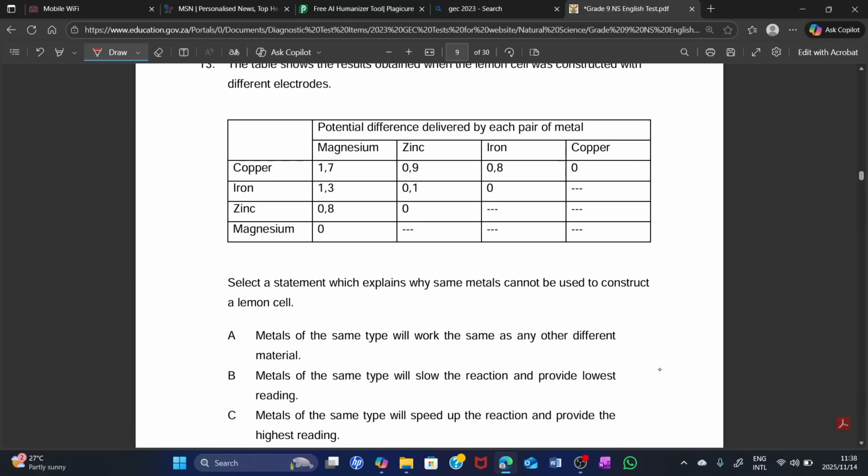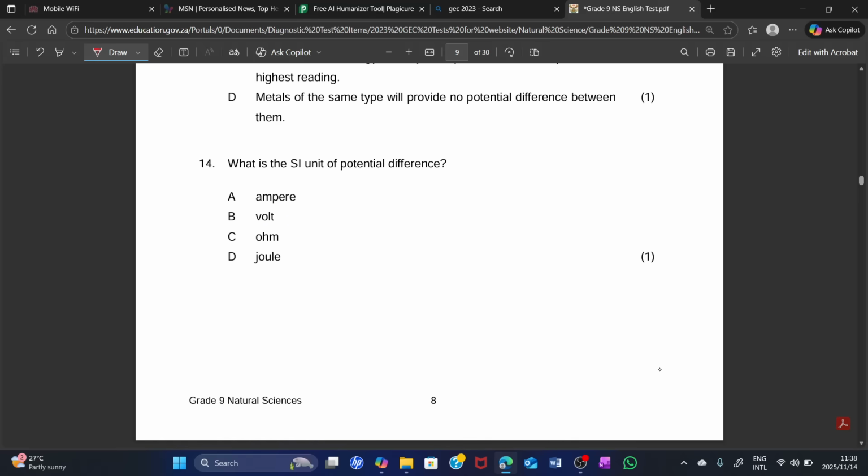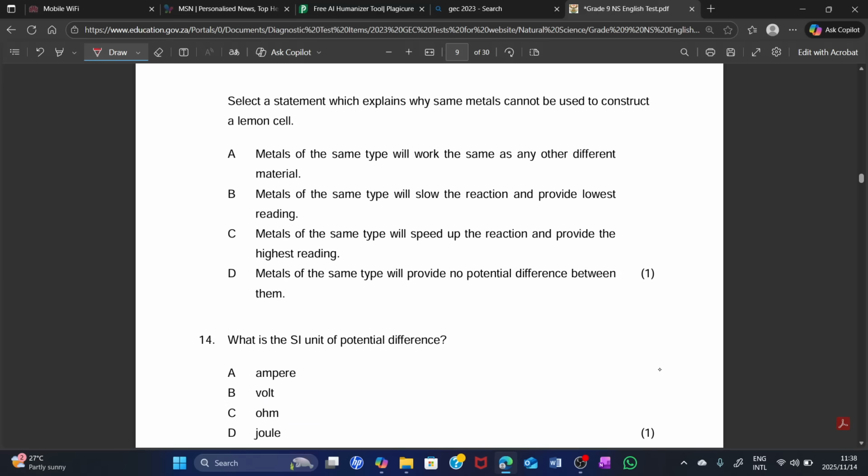All right, now let's go to this one. The table shows the results obtained when this lemon cell was constructed with different electrodes. Select which statement explains why the same metals cannot be used to construct a lemon cell. All right, so which one do we have? Okay, metals of the same type. Yes, metals of the same type will provide no potential difference between them. Metals of the same what, class? Type.